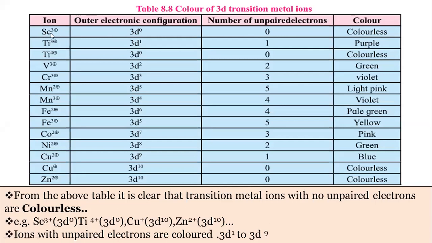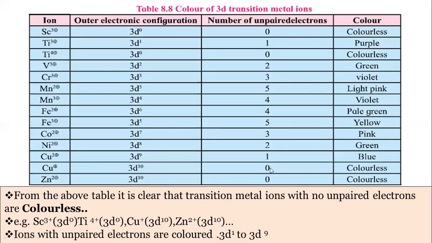So scandium 3+: the outermost electronic configuration of scandium is 3d1 4s2. Three electrons are removed: 2 electrons from the 4s2 and 1 electron from the 3d1. So it becomes 3d0. There is no unpaired electron, so it becomes colorless. If there are 0 unpaired electrons, it will be colorless, remember. In the same way titanium 4+ has 0 unpaired electrons, so it is colorless.